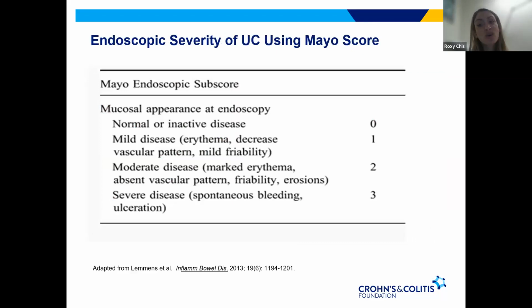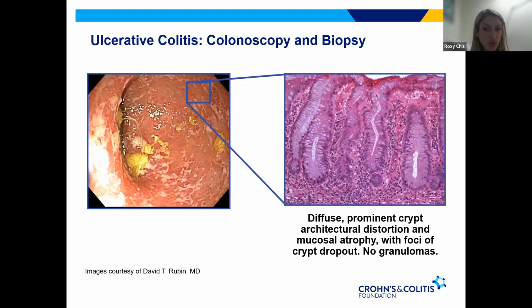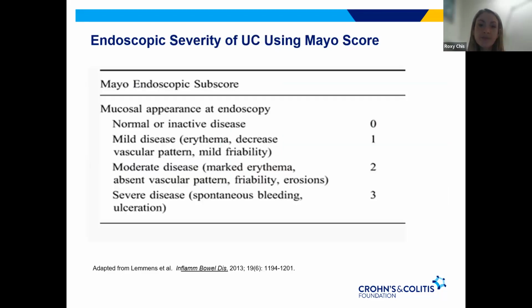So this is a score that we use for endoscopic scoring of the severity of ulcerative colitis. Basically, it's a matter of looking at whether or not there are ulcers, and if there's friability and spontaneous bleeding. The score goes from 0 to 3, and clearly 3 is the most severe that we see. Just for reference, what we saw there is probably a 2. So that's kind of in the middle.